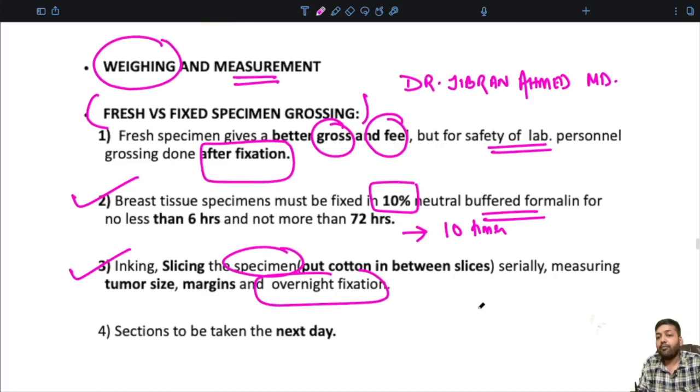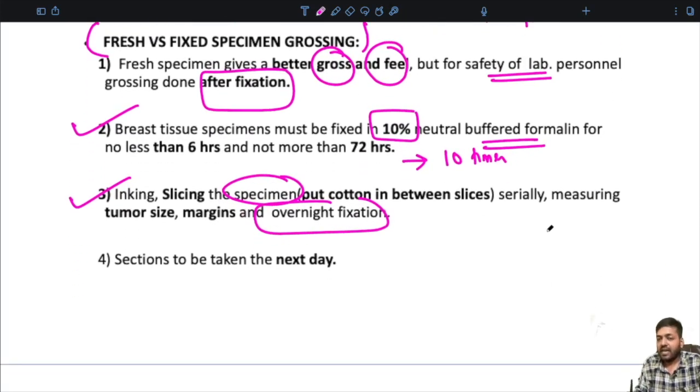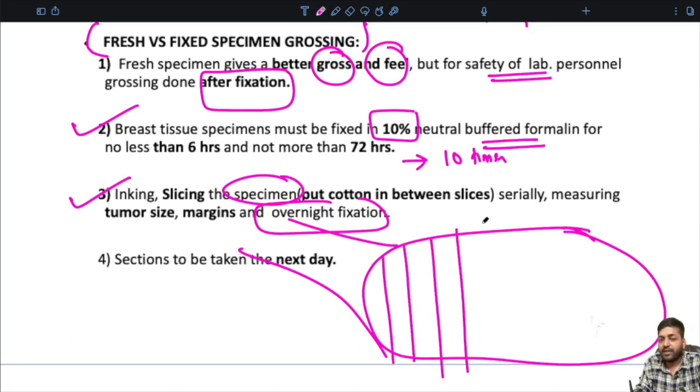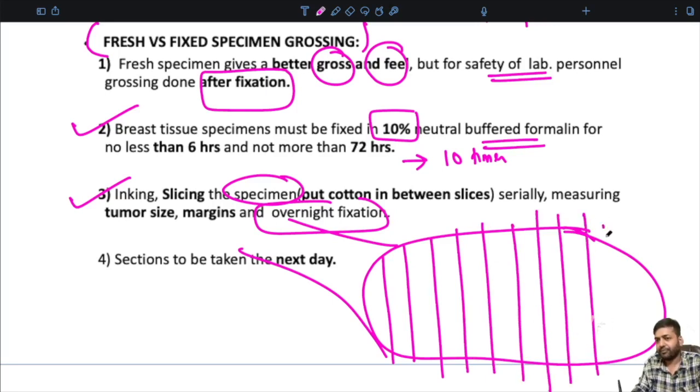What is very important is that inking is very important. Now inking, usually whole inking is not done in our institutes in India at least, but in other countries, they usually tend to ink the entire surfaces, for easy orientation. So for example, if this is the breast MRM specimen that you have received, and suppose there is an axillary tail also, what they are saying is that you should cut in several intervals. This is called pre-grossing. Like this you should cut, like this.